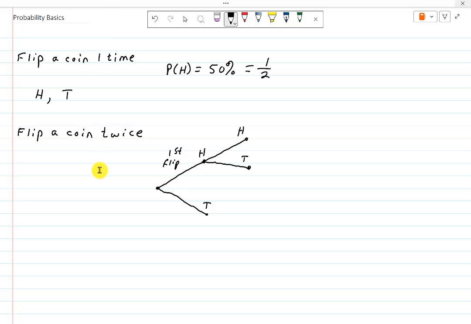So now what you do is this. Follow along this branch here, and this branch says I had heads followed by another heads. So I'll put H and H. And then if I follow along this other branch, I first hit heads and then tails.